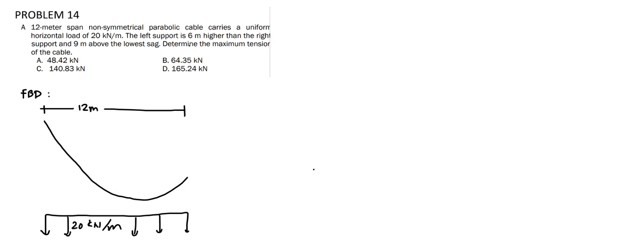And the left support is 6 meters higher than the right support. So if support A here, we call it A, and support B. And A is 6 meters higher than the right support. And the left support is also 9 meters above the lowest half.